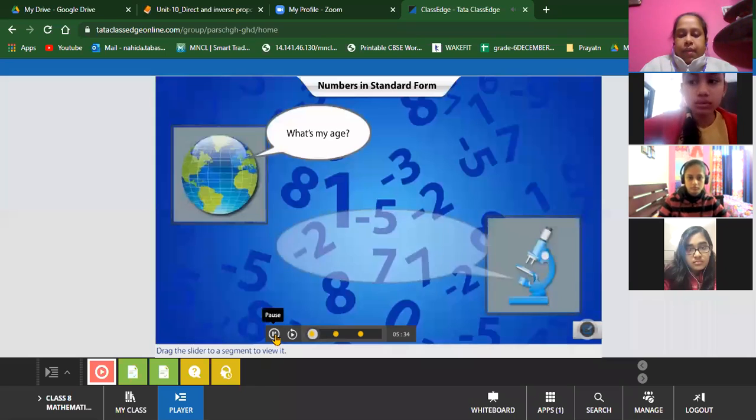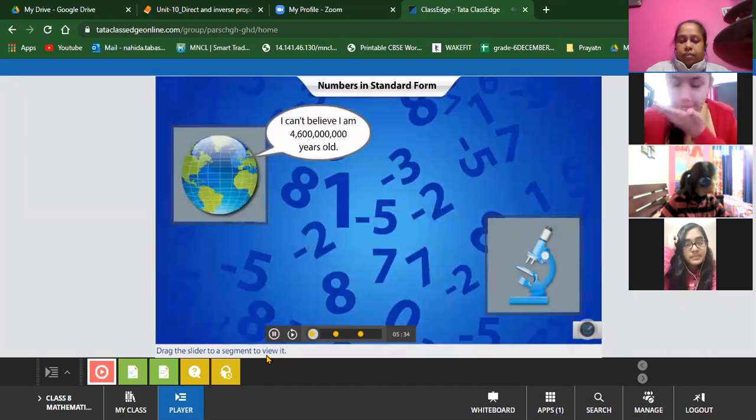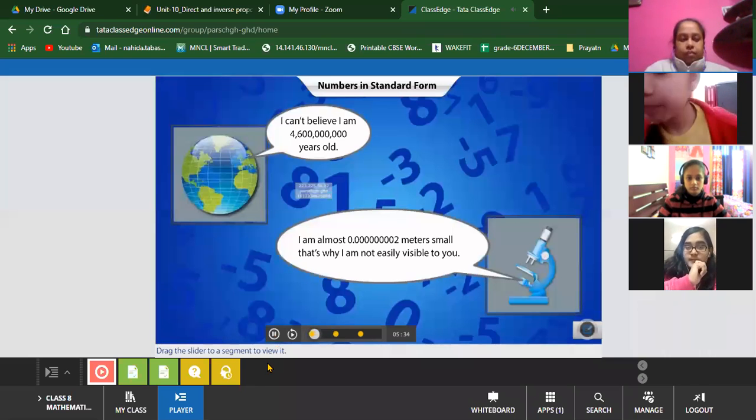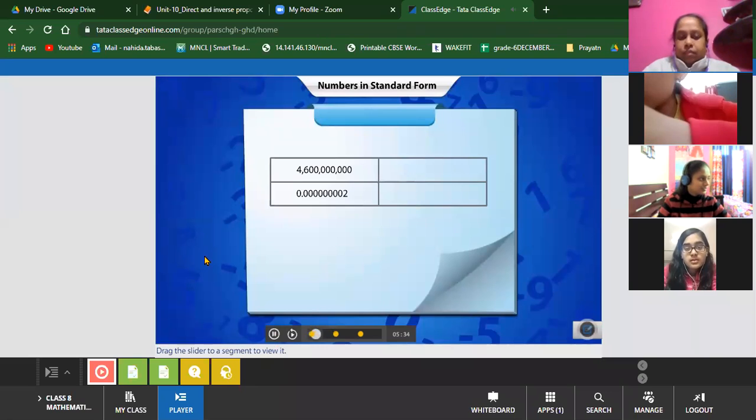Or how small microorganisms could be? The Earth is 4,600,000,000 years old. And microorganisms can be as small as 20 nanometers. In working with very large and very small numbers, it is easy to make a mistake and leave out a zero. Therefore, scientists have come up with a method to denote very large and very small numbers using the powers of 10.